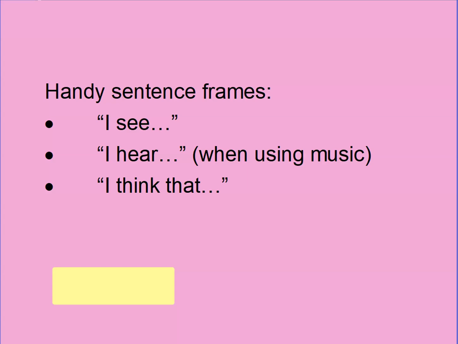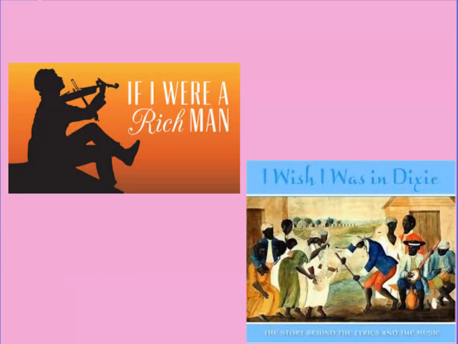Handy sentence frames you're going to want to make sure that your students have: I see. They need to be able to say I see. I'm going to talk to you about music and how great this is with music too. So make sure they know I hear, make sure they know I think that. And like I said, they're going to need the comparatives. They're going to want to say I am like this because, I am more than this because, or this is similar to me, or whatever. But they need those. Okay.